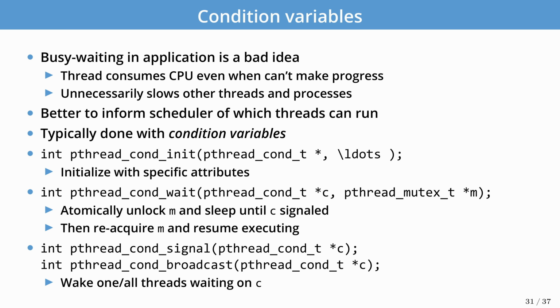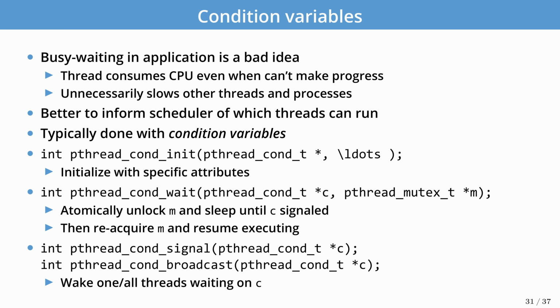Condition variables allow us to signal to the operating system scheduler that we're waiting on a specific thread, or that we want that thread to wake up, because some state that the thread needs has been modified. Condition variables work in conjunction with mutexes, and there are 4 basic functions. The first is condition init, which creates the condition variable and initializes it.